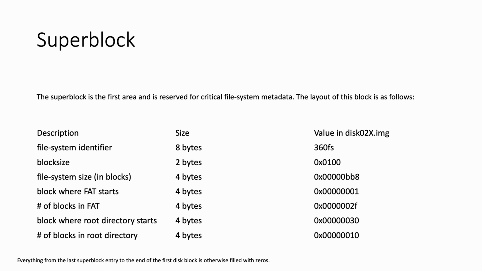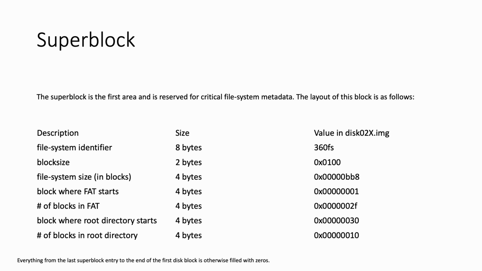For the superblock, the superblock is the first area and is reserved for critical file system metadata. And this is the layout. The first entry is the file system identifier, and it has 8 bytes. For example, in the image disk02x, the value is 360 fs. And the second field is block size. It has 2 bytes, and you can find the value here.